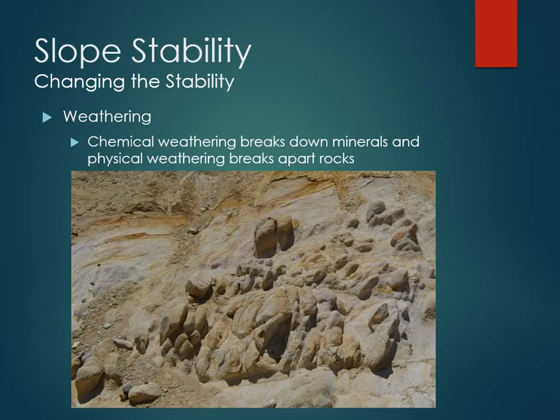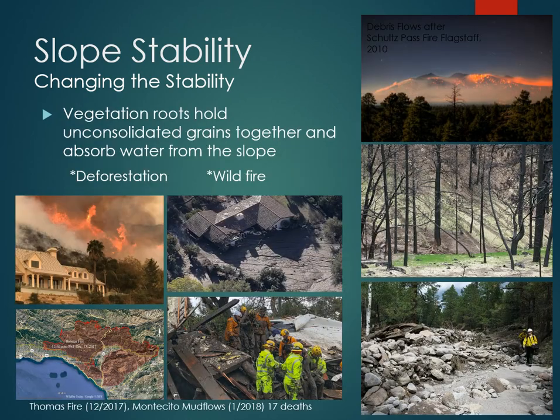All right, other things that can change the stability of a slope. Weathering. So rocks break down by weathering. Chemical weathering can break down minerals, and physical weathering breaks apart the rocks, which you see is a granite that's weathered quite a bit. For most of that, you could walk up and put your hand right through it. It's that loose and that weak. So weathering plays a big part here.